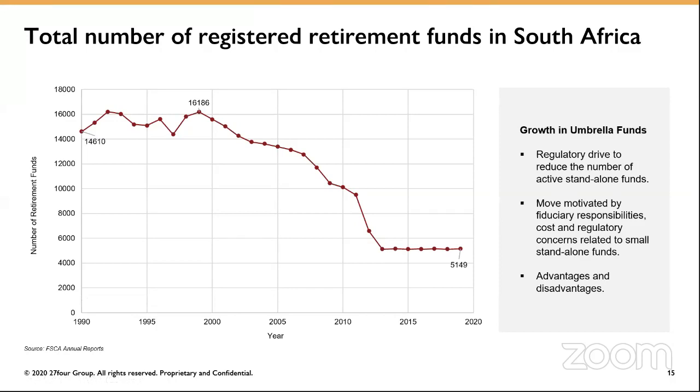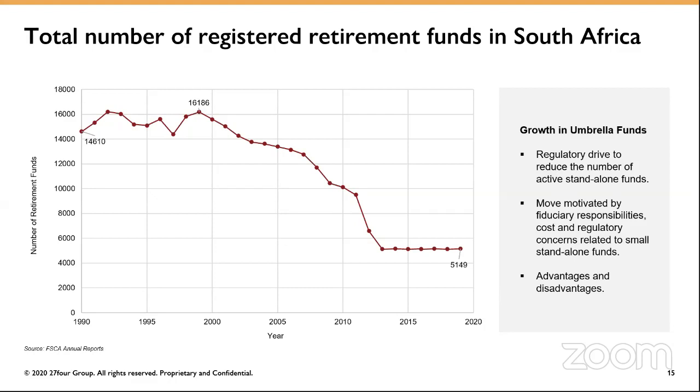And it speaks to the regulatory drive by the FSCA to reduce the number of standalone retirement funds in favor of umbrella funds. Now, umbrella funds are legal structures sponsored by financial institutions where they have institutionalized the fiduciary responsibility through boards of trustees and provide the governance structure, and employers can basically participate under that umbrella arrangement.